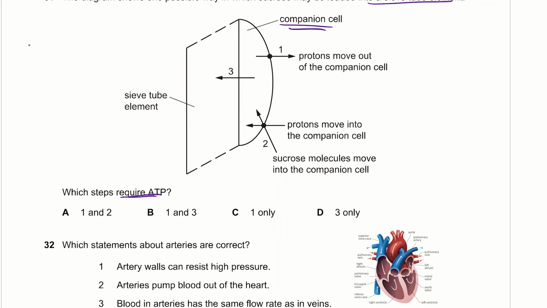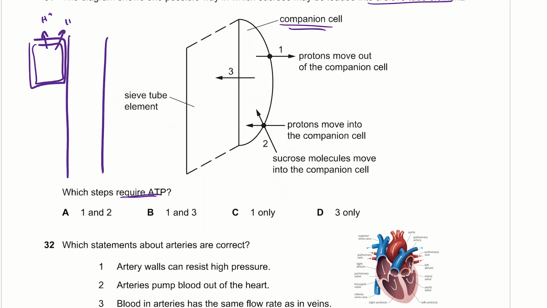So first of all, we have a companion cell and here we have the phloem tube element. The companion cell pumps hydrogen ions to its cell wall via proton pumps. The hydrogen ion and a sucrose molecule then join together and go back into the companion cell through a co-transporter carrier protein, making hydrogen ions go down the concentration gradient and sucrose molecules go against the concentration gradient.